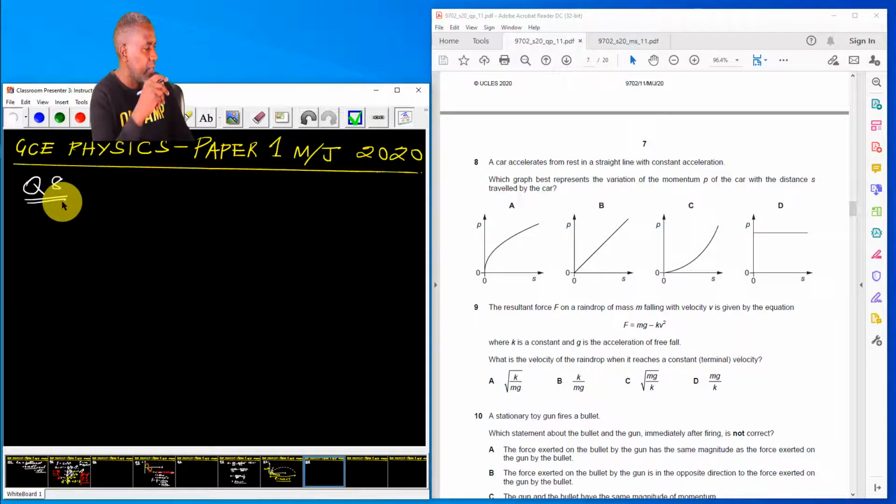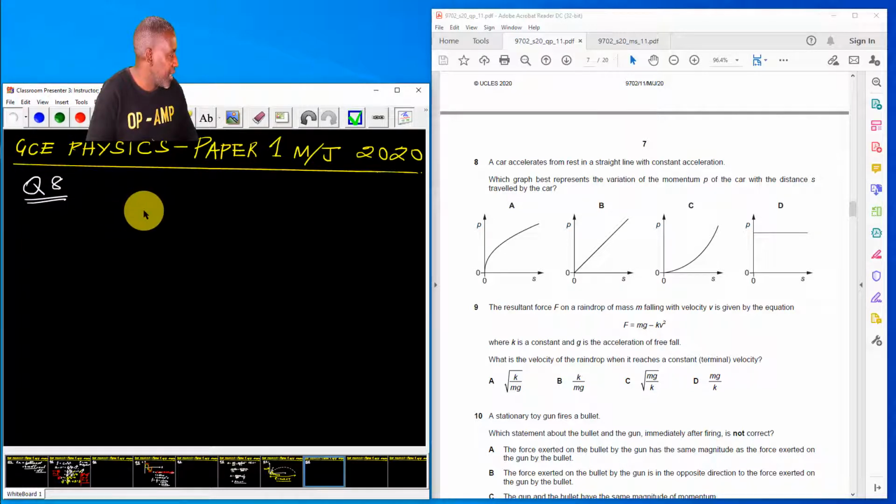Okay, let's read question number 8 together again in order to get the situation, how it looks. A car accelerates from rest in a straight line with a constant acceleration. So it starts from rest, u is equal to 0, and it has uniform acceleration, meaning that its velocity is increasing uniformly with time. Which graph best represents the variation of the momentum p of the car with the distance s traveled by the car?